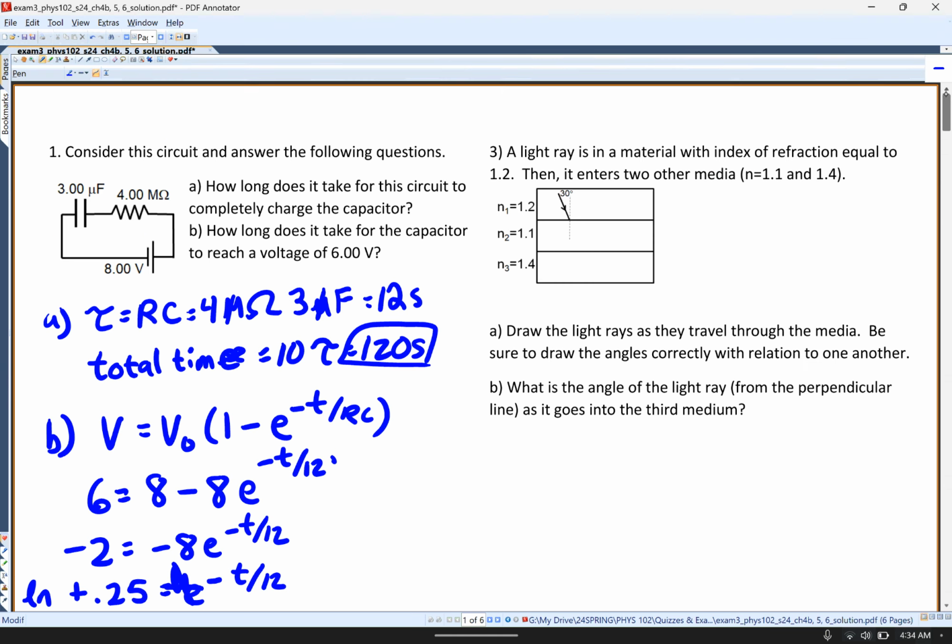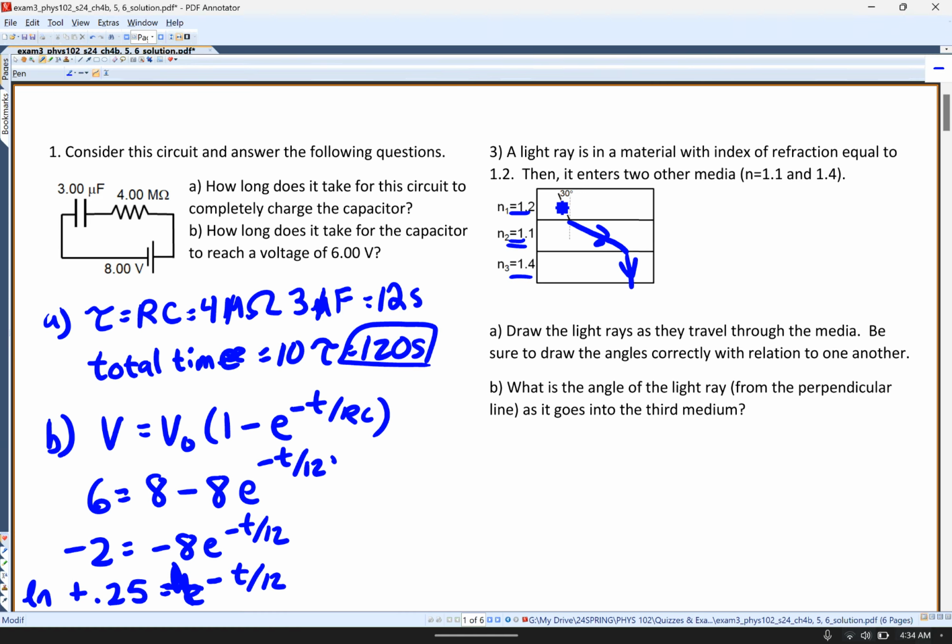All right, a light ray is in a material with an index of refraction equal to 1.2, and it enters two other media, 1.1 and 1.4. Draw the lines as they travel through the media. Well, here I'm moving from a big index to a low index, so this is going to bend away from the normal. And then as it moves from a small index to a high index, it bends towards the normal.